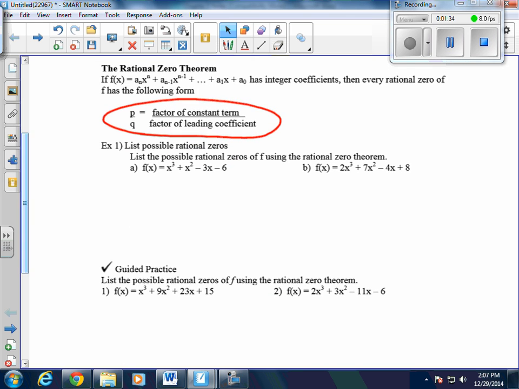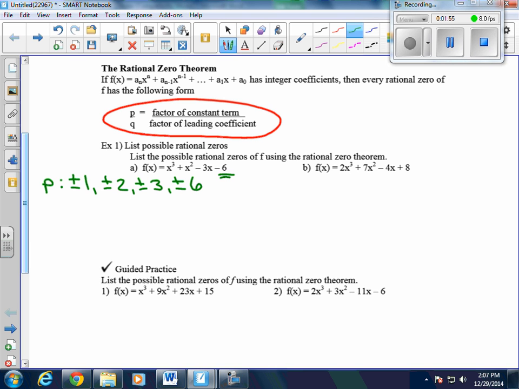So when we look at this in example 1, I'm going to simply find those. I'm going to find the factors of p. And remember, p is our constant term, so I want to find the factors of that. Now, we also have to have the plus and minuses. So this is going to be plus and minus 1, plus and minus 2, plus and minus 3, and plus or minus 6. So those are all the factors of my constant, so that's my p. Now q is going to be the factors of my leading coefficient. Well, that's 1, so it's going to be plus or minus 1.